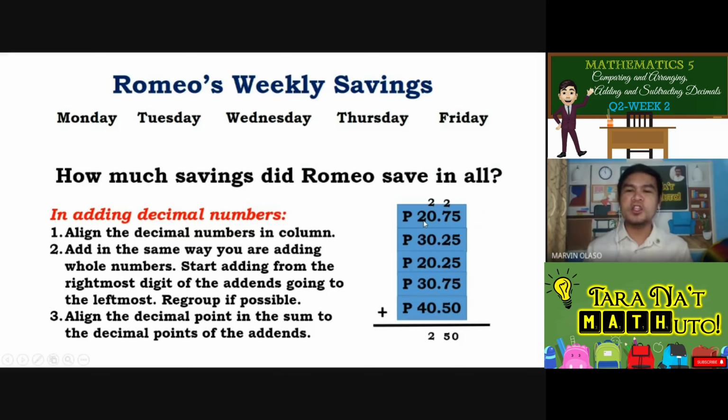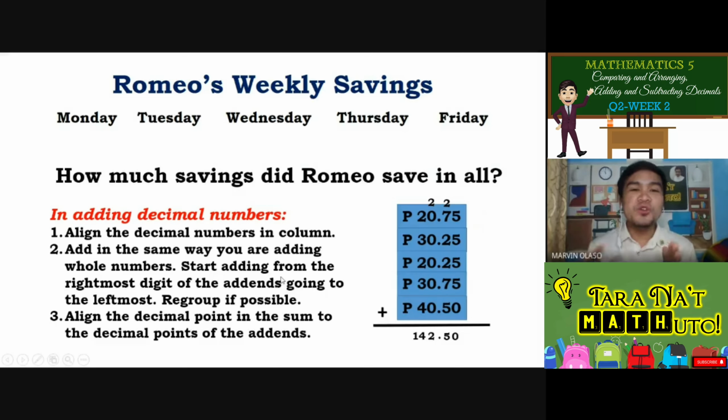Then continue adding: 2 plus 3, 5, 7, 10, 14. So we have now 14. And don't forget, number 3, align the decimal point in the sum to the decimal points of the addends. Ilalagay mo lang sa ilalim ng mga decimal points ang decimal point. So just put the decimal point.